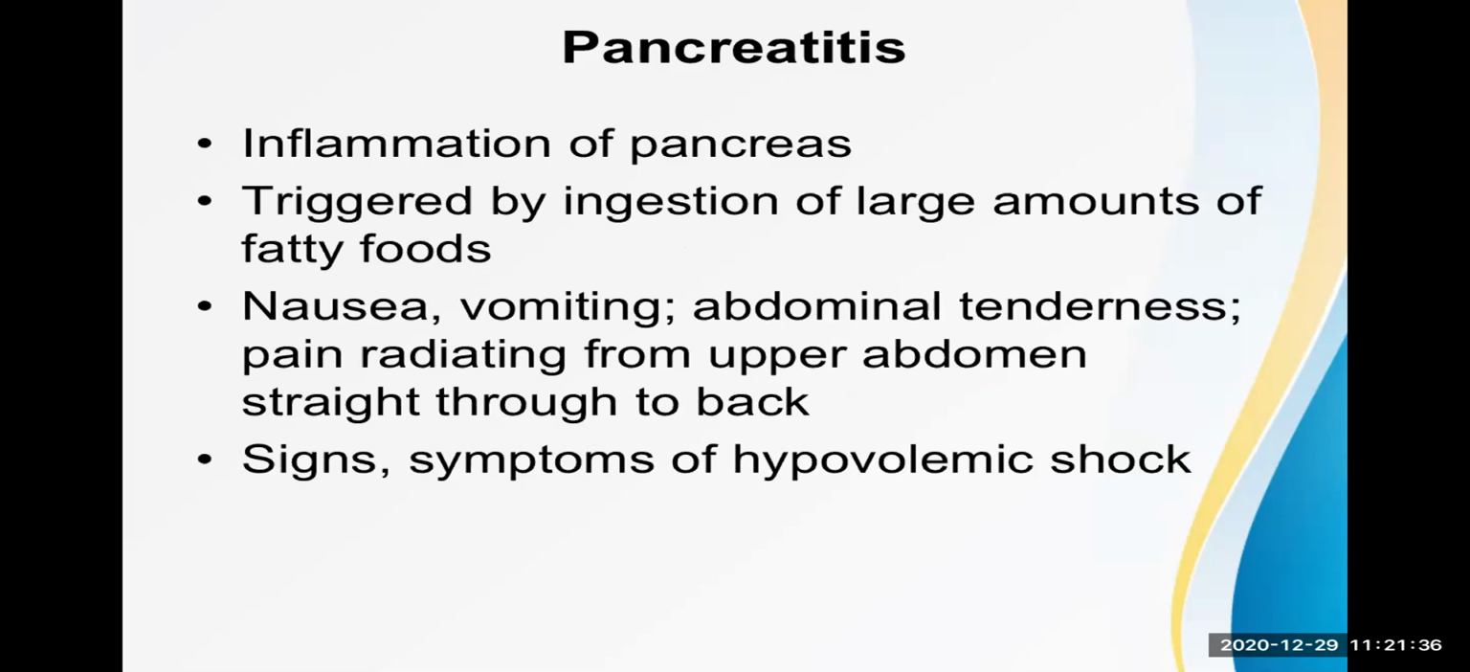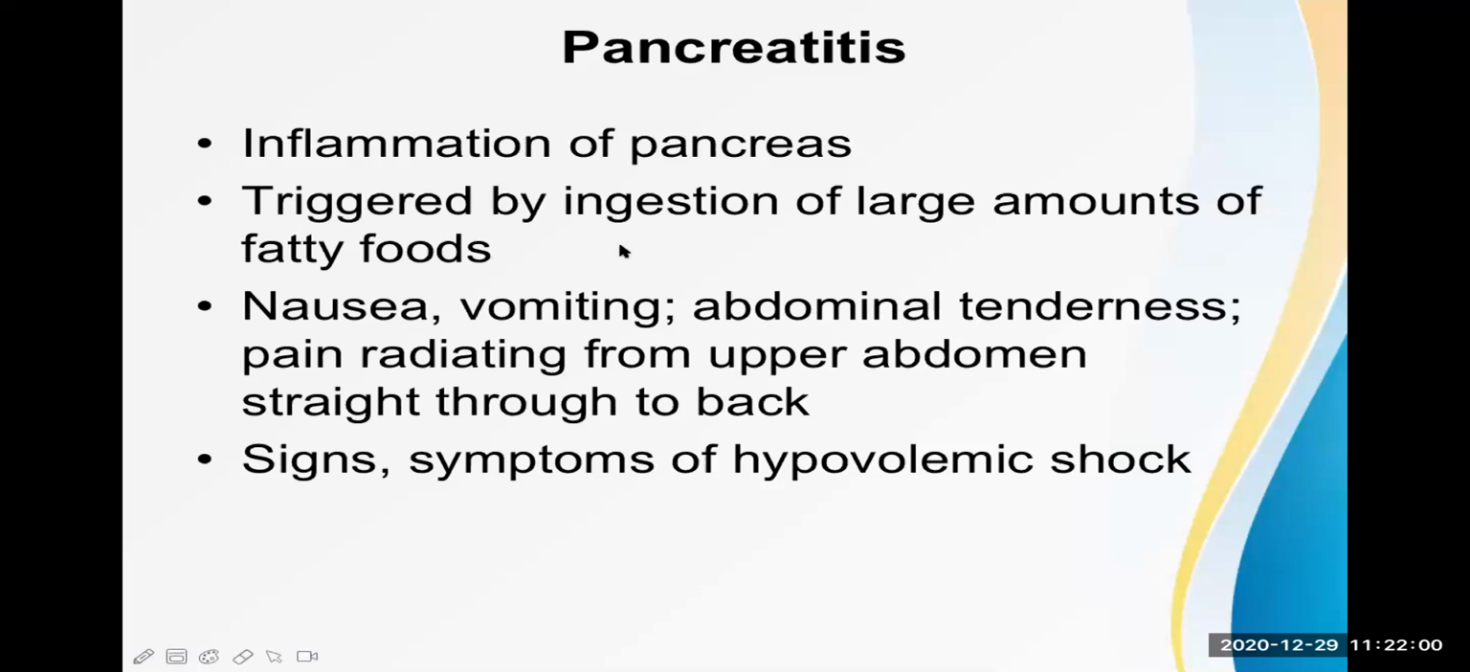Pancreatitis is another important cause of acute abdomen, especially acute pancreatitis. Definition wise, this is inflammation of the pancreas. Now, common causes of acute pancreatitis are gallstones and alcohol consumption. Apart from that, hyperlipidemia and trauma are some other causes.